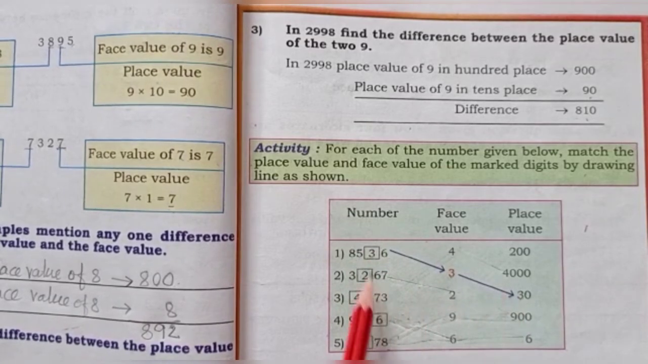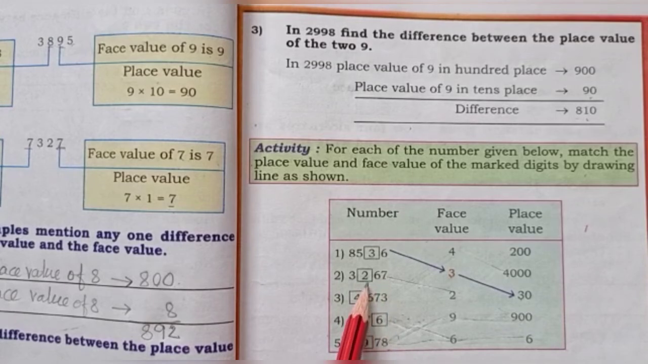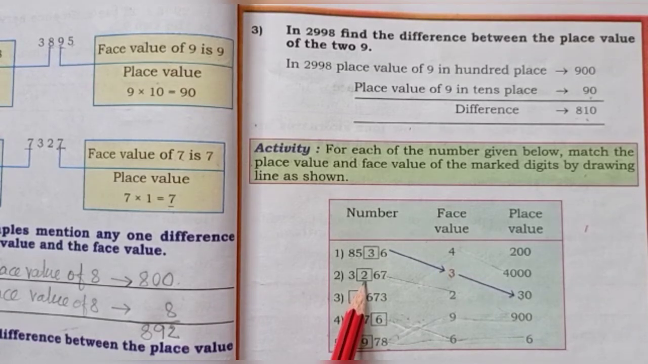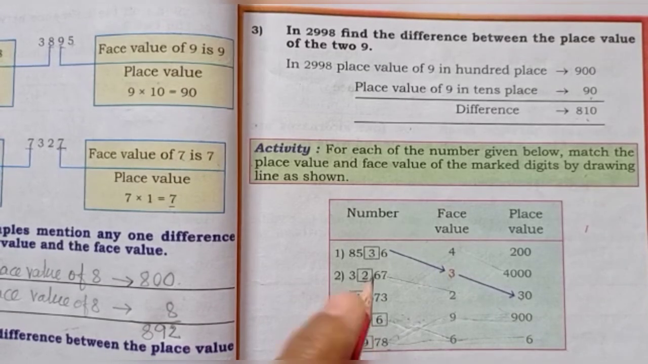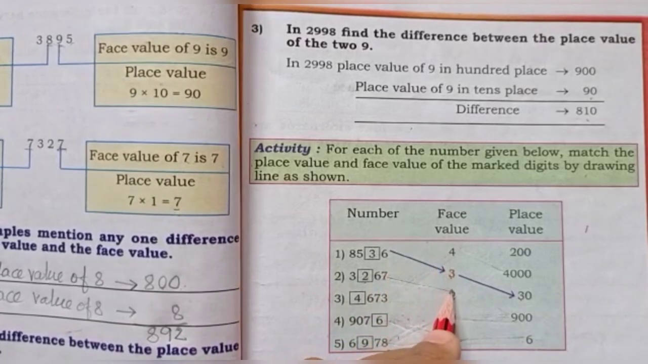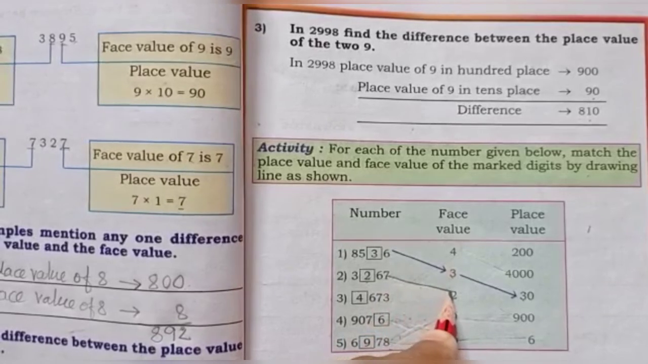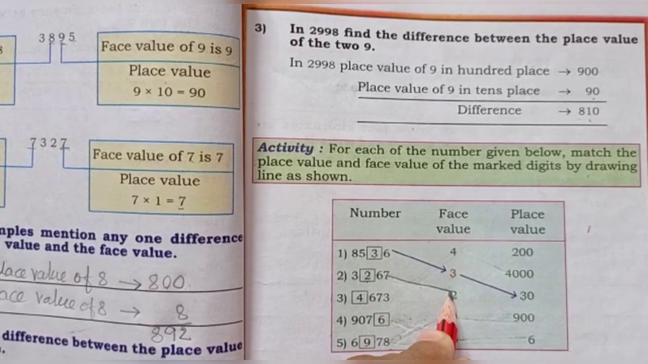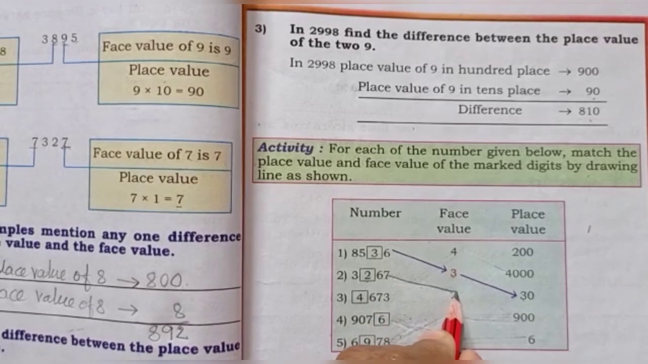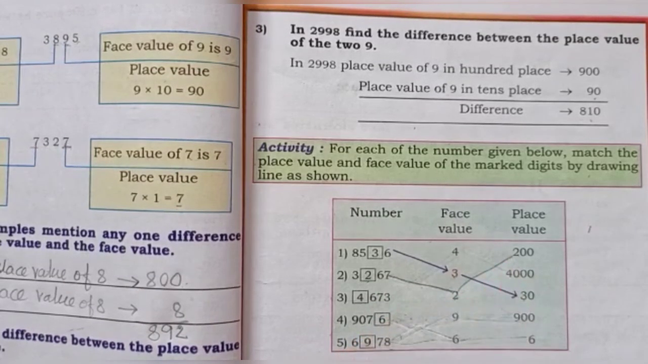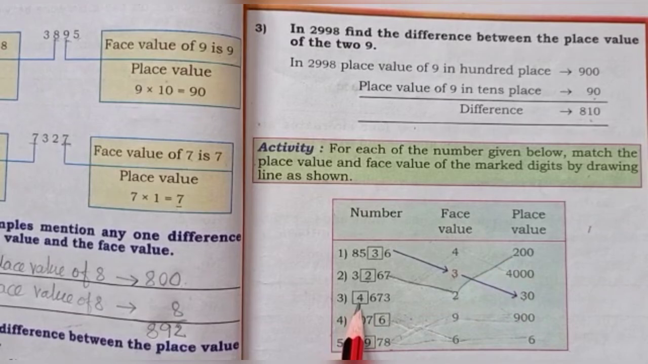Like second one, observe here, 3267 and what is the face value of 2 and place value. First of all, we match the face value. Observe here, where is the face value 2? Here. Match it. The face value of 2 is 2 and its place value is 200.